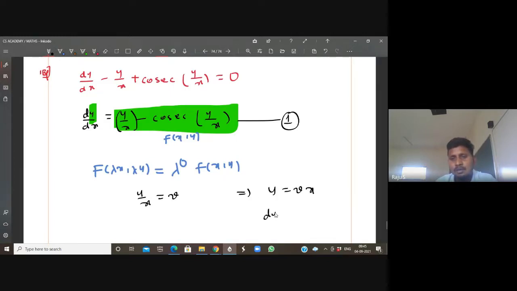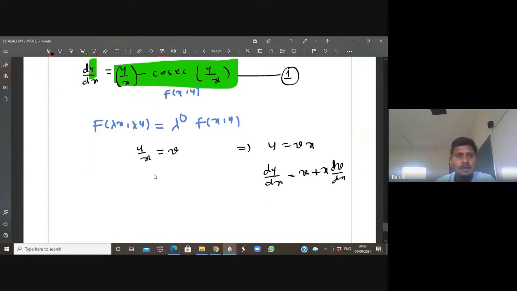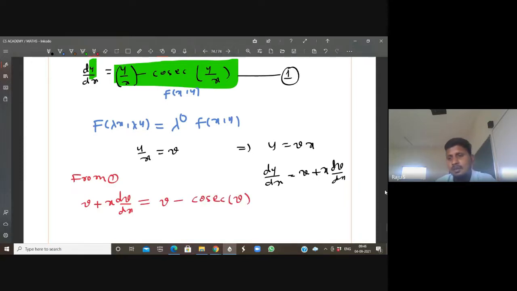Whenever y is equal to vx, dy by dx is equal to v plus x dv by dx. Differentiate on both sides with respect to x, we get it like this. Now substitute all these values in equation 1. From equation 1, dy by dx value is v plus x dv by dx, is equal to y by x, which is v, minus cosecant of v. I substituted y by x as v directly.